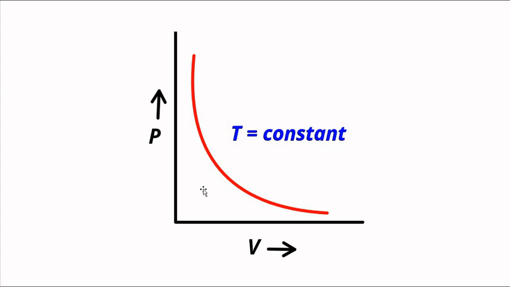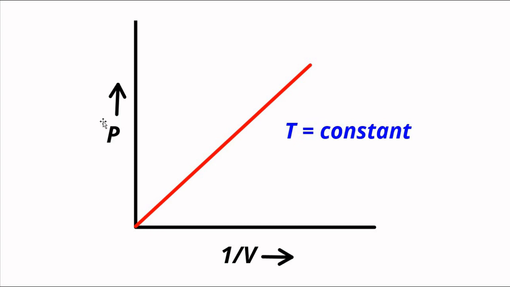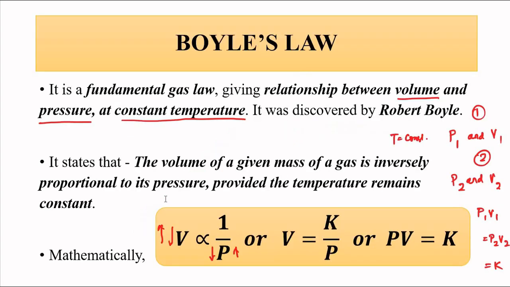Okay, constant temperature. And if we plot this, on one side we take pressure and on the other we take 1 by V, or we do the opposite. We take 1 by P and V. In both the cases we will have a straight line passing through the origin with a certain slope. Again, temperature should be constant. Okay, so this is Boyle's law. We can simply remember it as volume is inversely proportional to pressure at constant temperature.